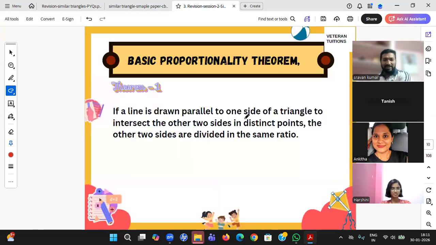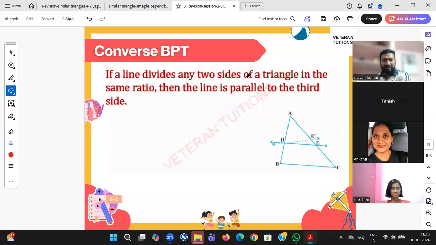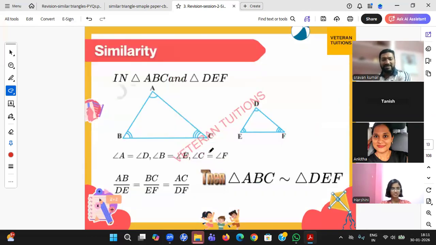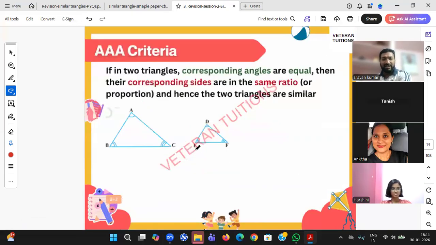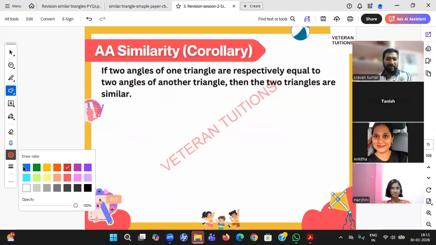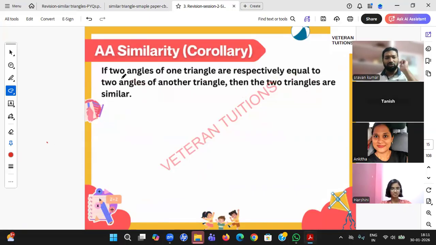Once I finished that, we went to the BPT, and we finished the converse of BPT. Then we went to the criteria of similarity, the basic thing, where you check three angles or three sides. Then we finished AAA also. So students, let us go to AA similarity now today. It is not different. It is just a corollary of the AAA similarity.